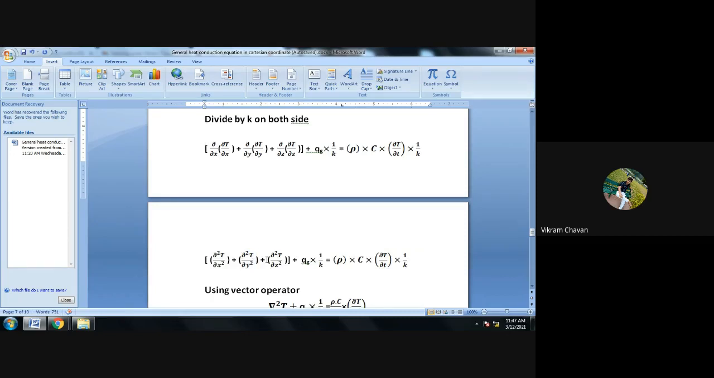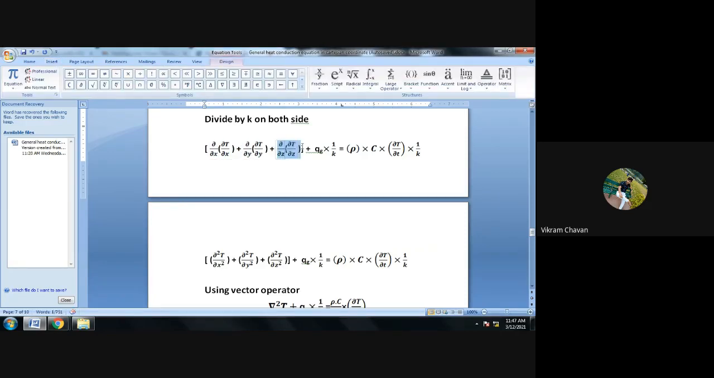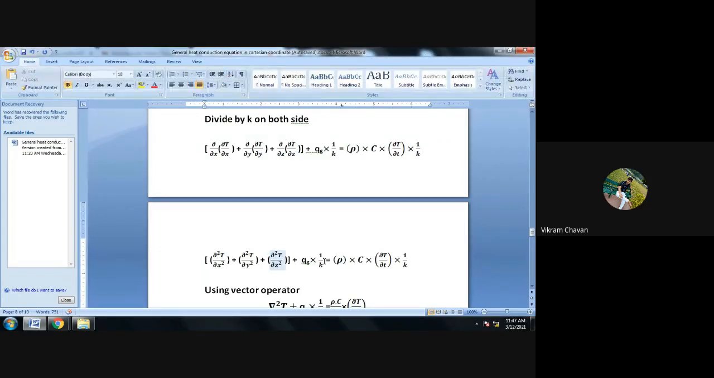That will be double differentiation of T with respect to x, with respect to y, and with respect to z. We are merging these differentiations, plus q_g multiplied by 1 upon k, or you can write q_g divided by k, no problem, is equal to rho multiplied by c multiplied by ∂T/∂t multiplied by 1 by k.